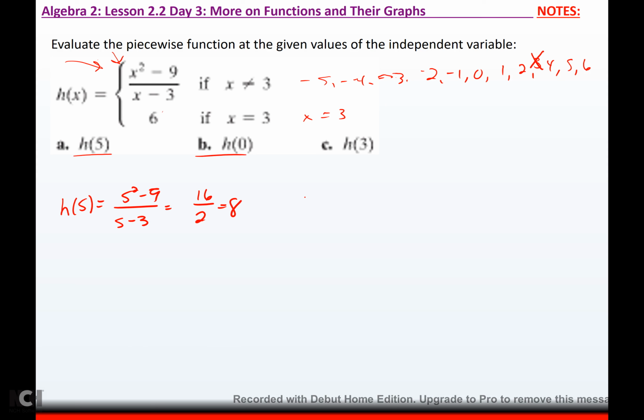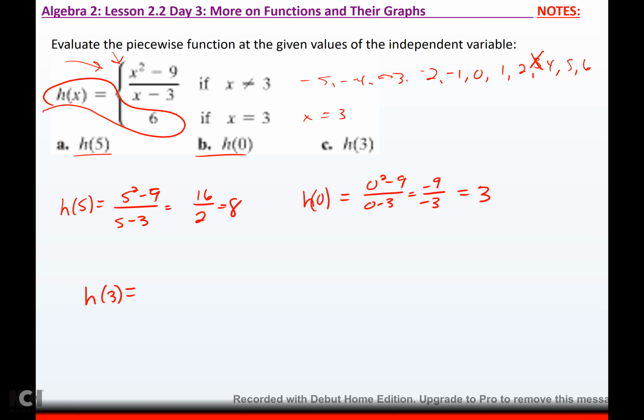To find h of 0, that's not 3, so I use the top one again. 0 squared minus 9 over 0 minus 3. That's negative 9 divided by negative 3, which will be positive 3. And if I find h of 3, I use the bottom one, which says I don't care what you plug in, you get 6. So h of 5 is 8, h of 0 is 3, and h of 3 is 6.